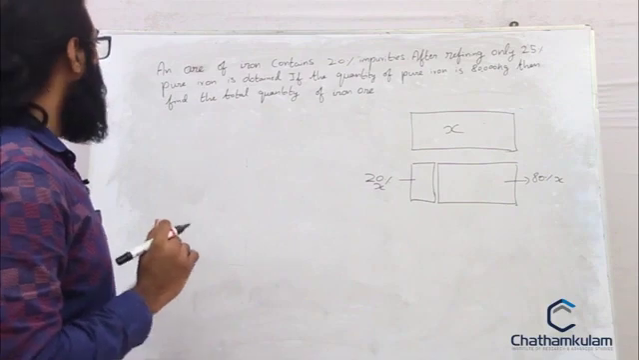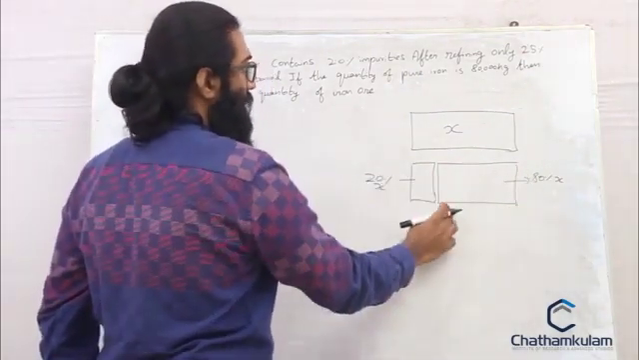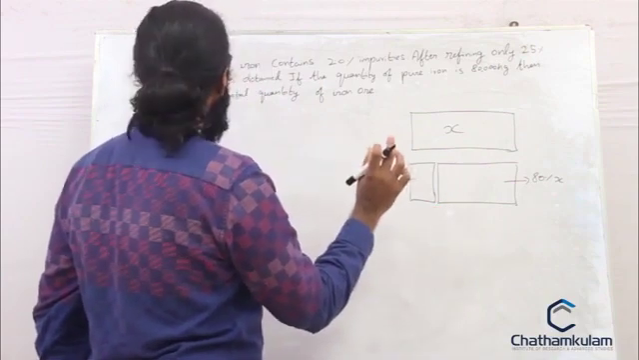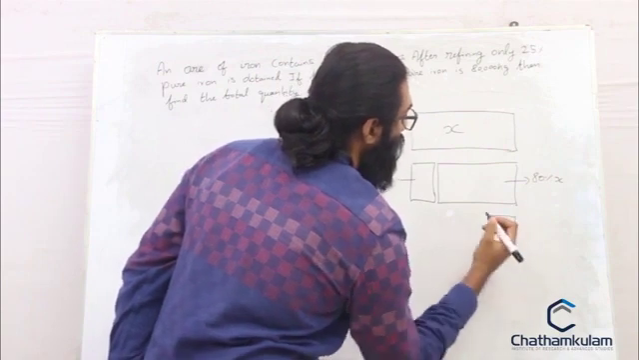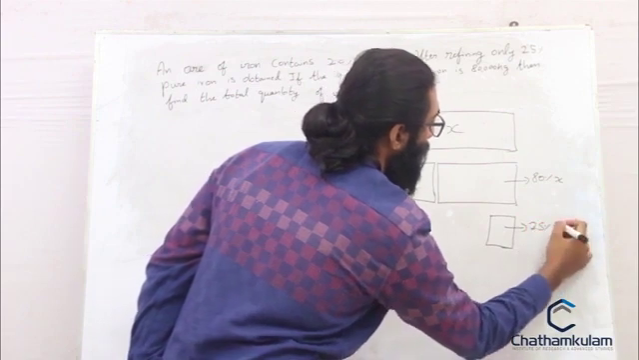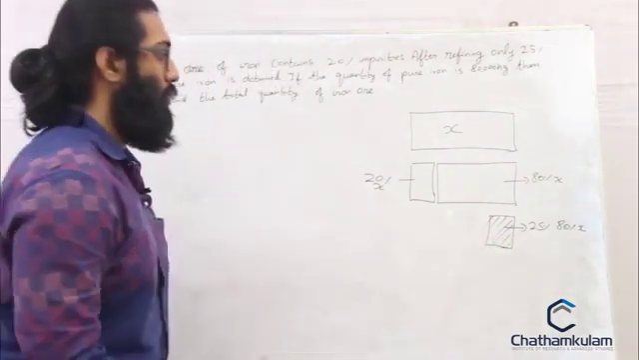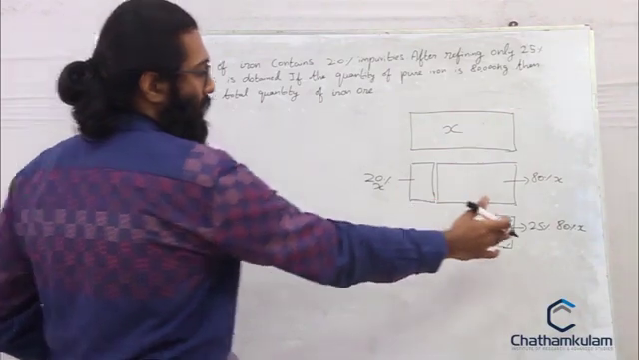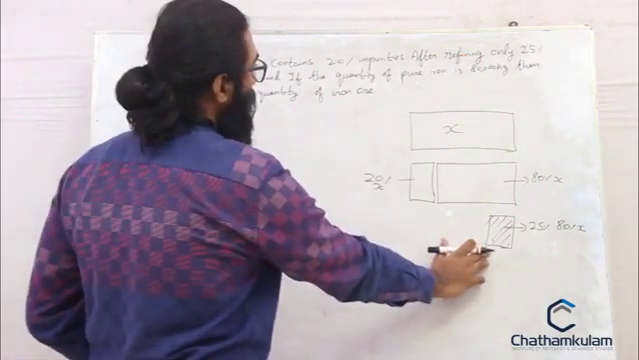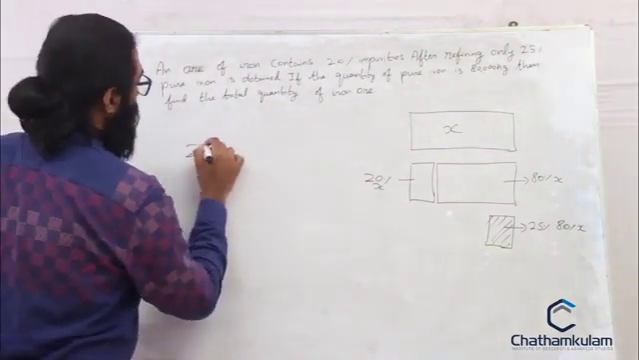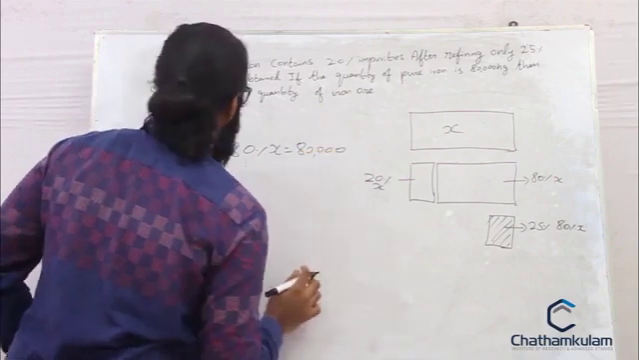Then what is given in the question? After refining, only 25% of pure iron is obtained. That is, in this 80% of X, when refined, we get only 25% pure iron. So if you refine this 80% of X, we get only 25% of 80% of X, right? So this is the amount. It's given that 25% of 80% of X is equal to 80,000 kilogram. That is, this is the quantity of pure iron, right?